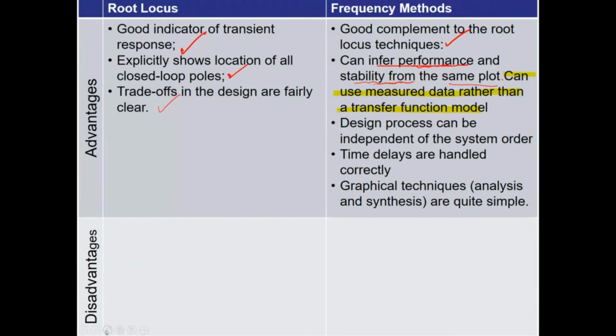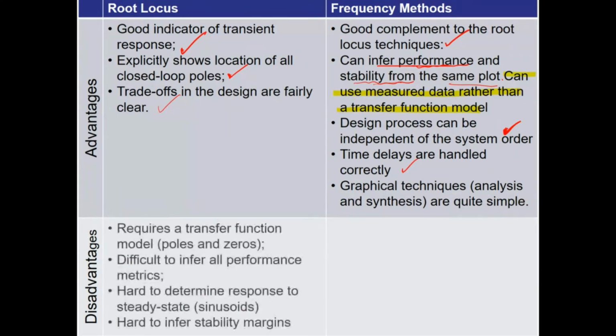Right, the design process can be independent from the order of the system. So higher order systems are sort of easier to handle, and that's, I think, an important part. Like complex systems where you don't necessarily have a good transfer function model, you could get the behavior through identification. And higher order systems can be handled much more efficiently and effectively with Bode plots. Time delays are also handled quite well. And then the graphical techniques, they're relatively simple, not overly simple, but relatively simple.